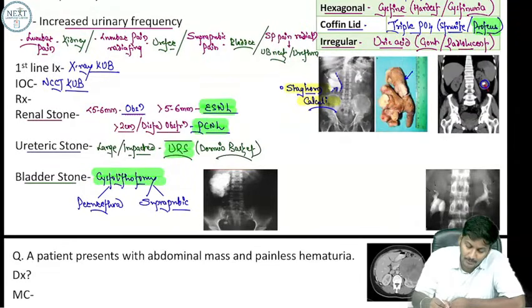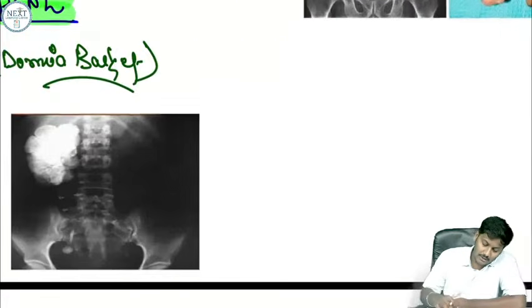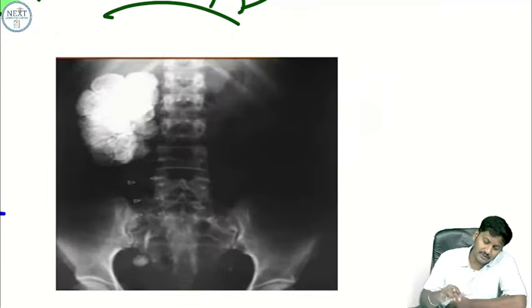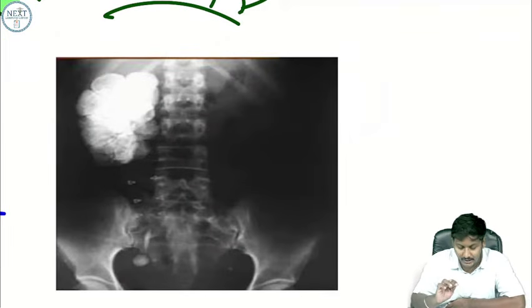Do remember them properly. Next important is a condition where the patient comes to you with a long history, around 4 to 6 months. The patient is having lumbar pain, difficulty in urination at times, and now decreased urine output or oliguria. If you have seen the picture, this is the classical picture. This is the X-ray again. Why X-ray? Because no ureter, no bladder.